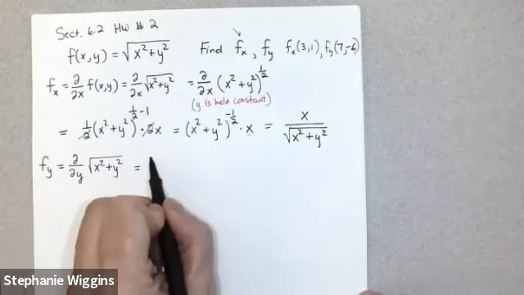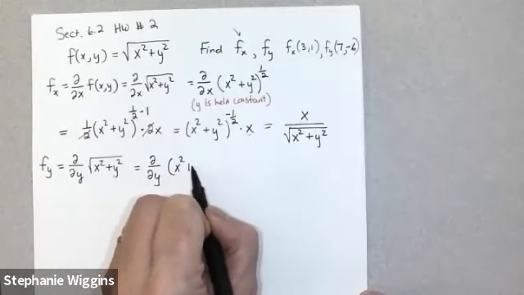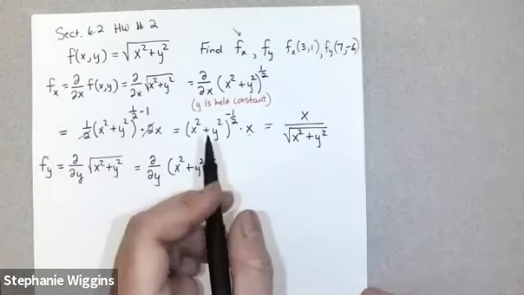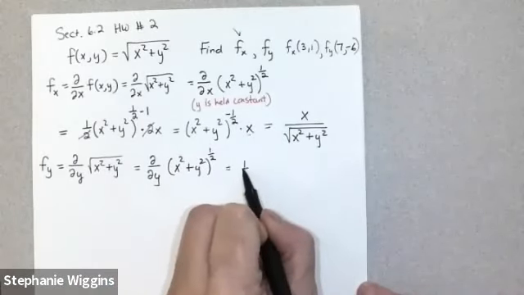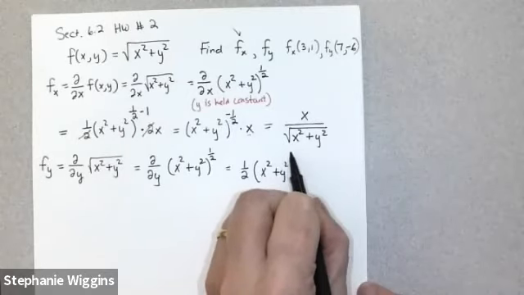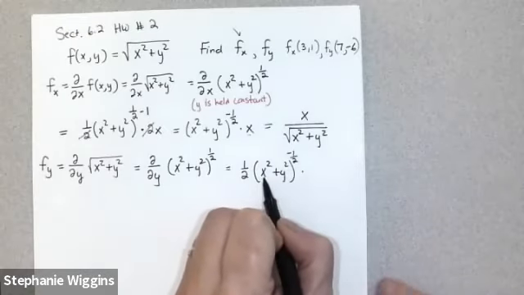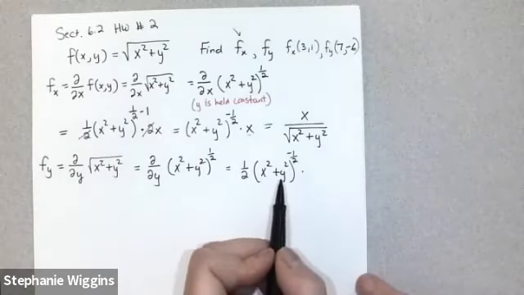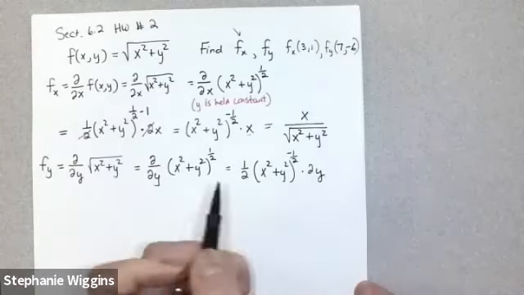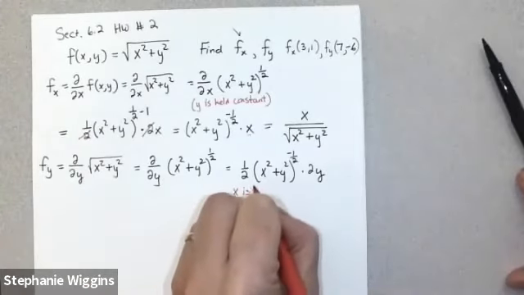And of course, I want to write that as the derivative with respect to y of x squared plus y squared to the 1/2 power. Then I go ahead and differentiate, and that means 1/2 comes out front, x squared plus y squared to the minus 1/2 times the derivative of the inside. The derivative of x squared plus y squared is simply 2y.